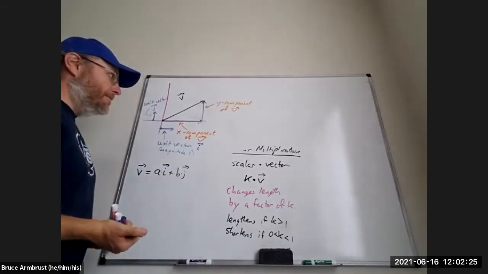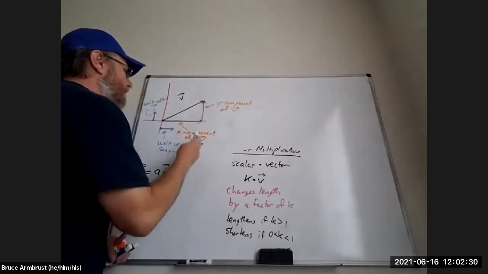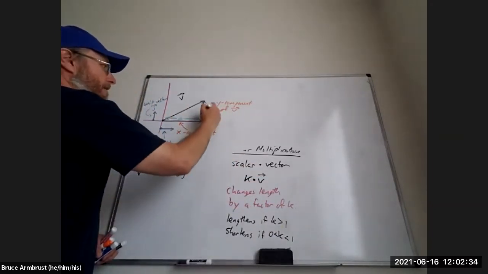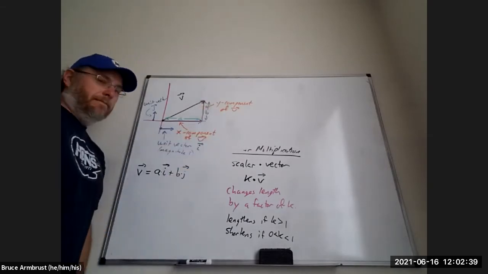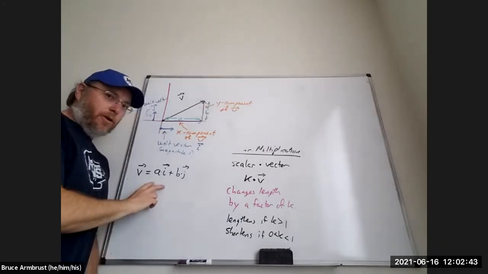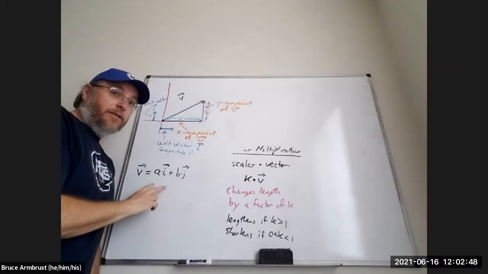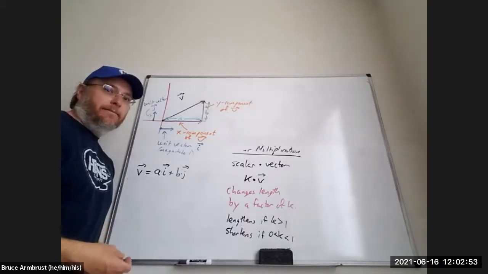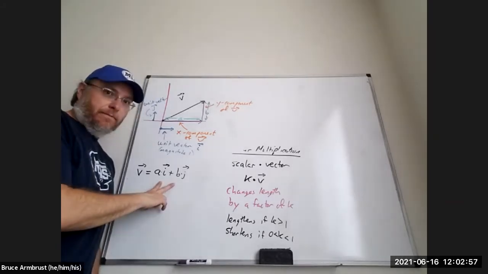And all those A and B are the lengths of these two sides. A is the horizontal length, and B is the vertical length. So this is called the component form of the vector. And this is what we're going to use to do algebra on them. This is how we're going to add, subtract, scalar multiply much faster if we've got it written in this form.